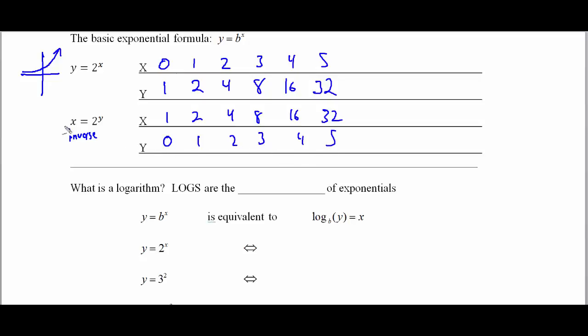If we were to graph these points, and we will actually be doing this in a later unit, what we would get is this inverse graph that looks something like this. This graph would not touch the y-axis, just as this did not touch the x-axis. So what this is right here is your first logarithm. So what is a logarithm? Logs are the inverses of exponentials.